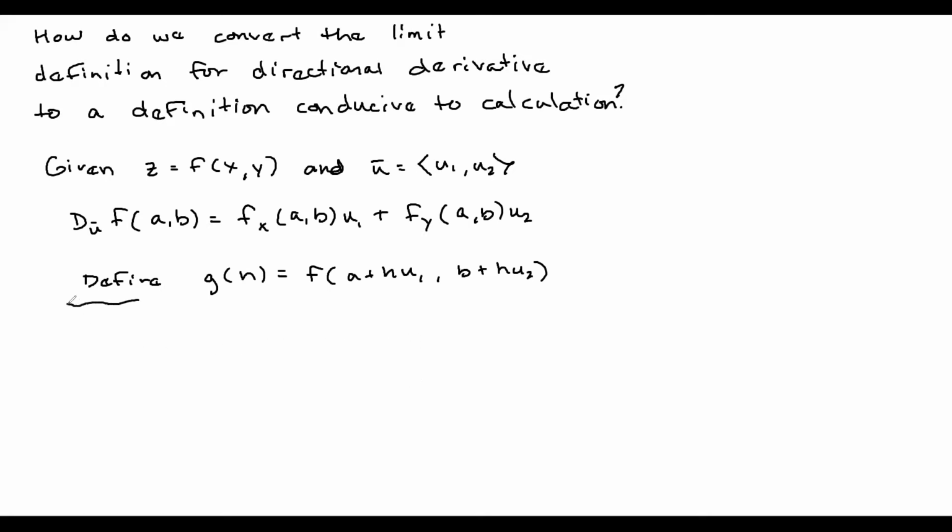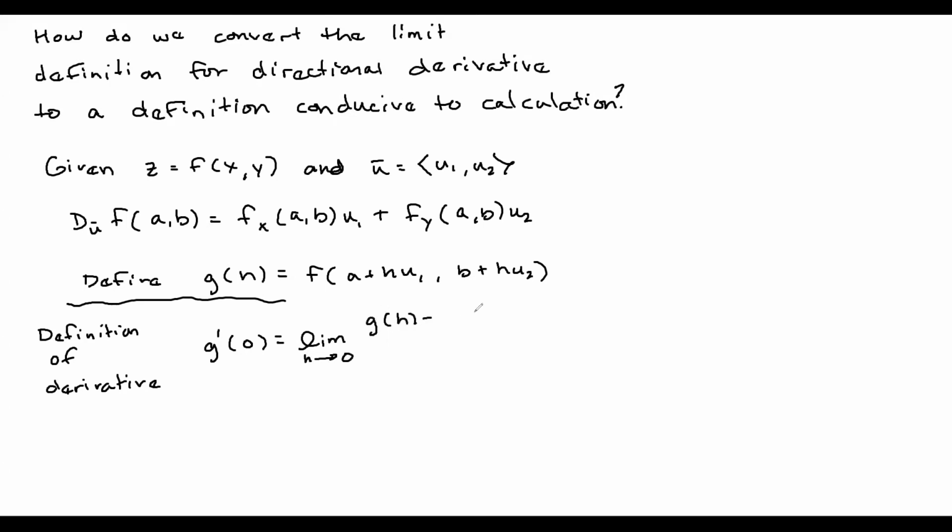Okay, and now separate to that, what we can also do is go through and use the definition of the derivative to define g prime of 0 is equal to the limit as h goes to 0 of g of h minus g of 0 over h minus 0.